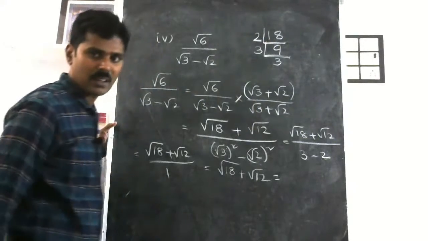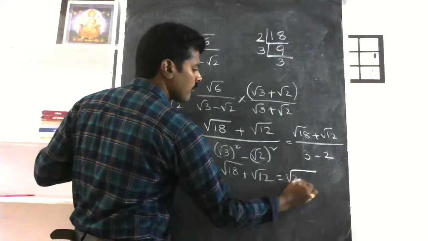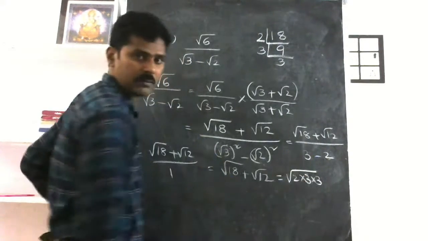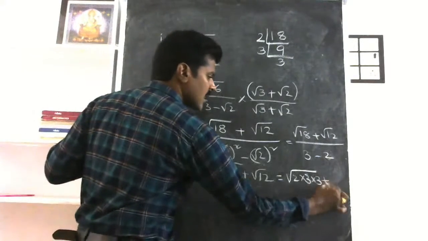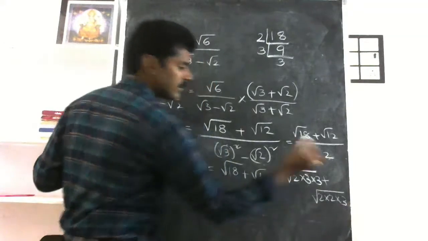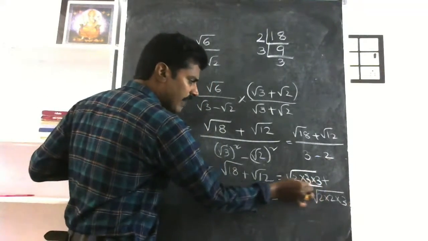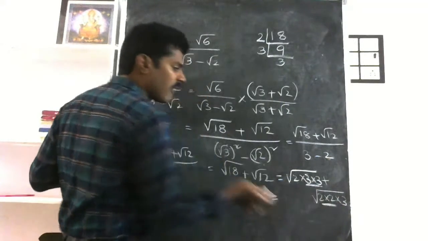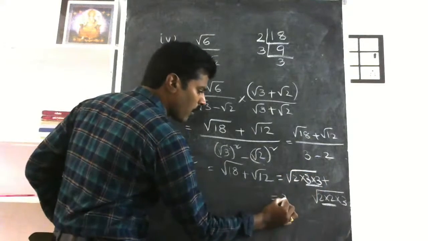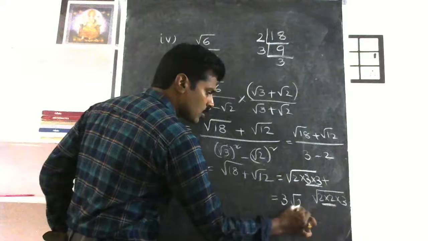So root 18 can be written as square root of 2 into 3 into 3. Similarly, plus root 12 can be written as 2 into 2 into 3. So finally, in the square root, if I have two equal numbers, the square root will cancel for that number. So for that 3 into 3, from the square root I will get 3, and 2 remains in the square root, 3 root 2.